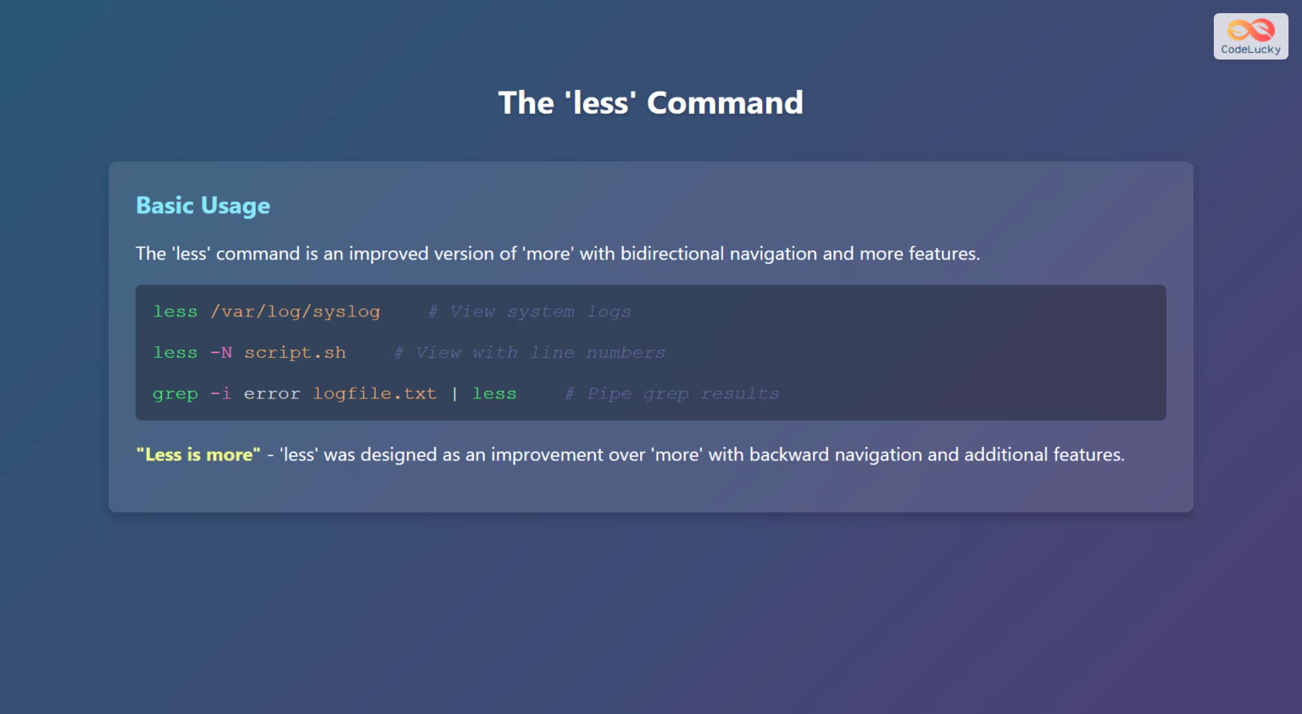You can also pipe the output of another command to less. For example, you can use grep to search for a specific word, and then pipe the results to less. Remember, less is more. The less command was designed as an improvement over more, with backward navigation and additional features.